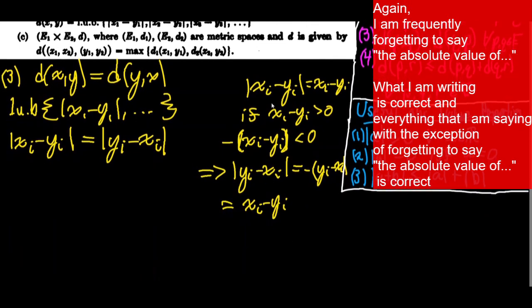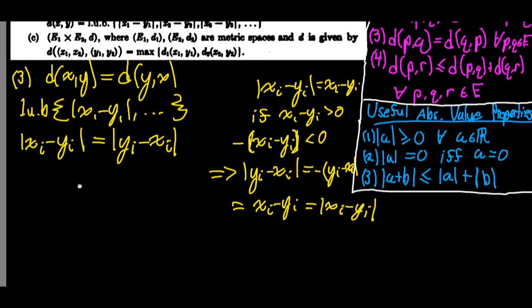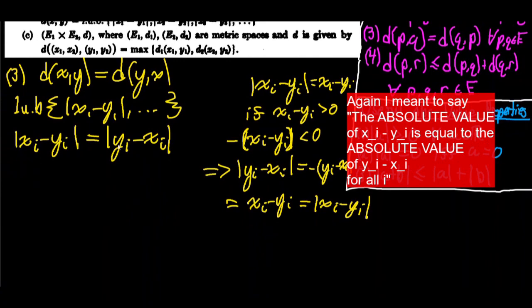So that means, since the absolute value of xi minus yi is equal to xi minus yi, then in the case where xi minus yi is strictly greater than 0, we have that |xi - yi| is the same as |yi - xi|. And we can make the same argument for the case where xi minus yi is less than 0, or equal to 0. So the same argument holds. But moving on, so we have the fact that |xi - yi| is equal to |yi - xi| for all i.